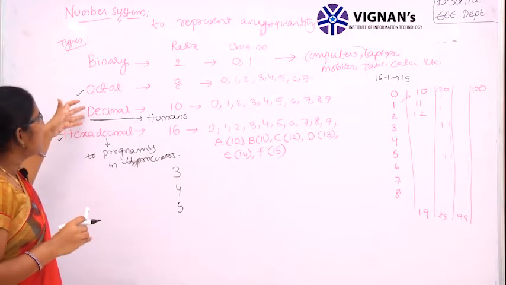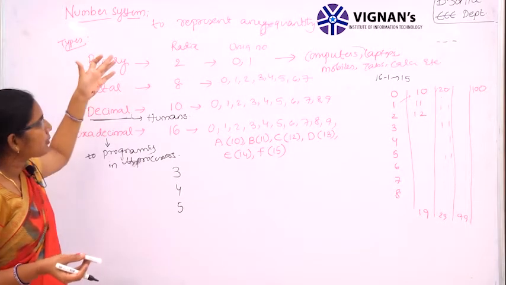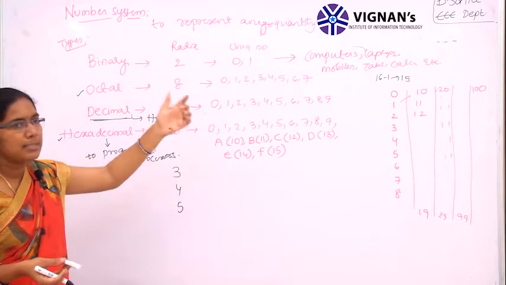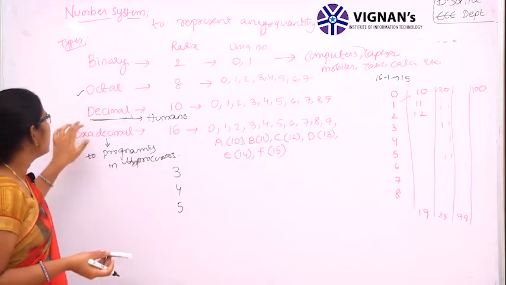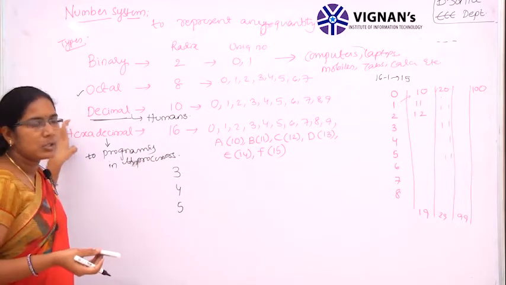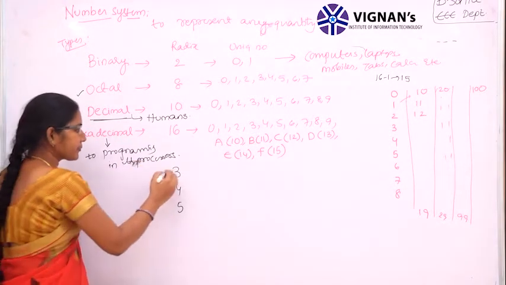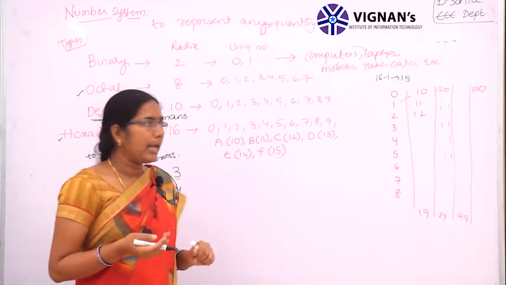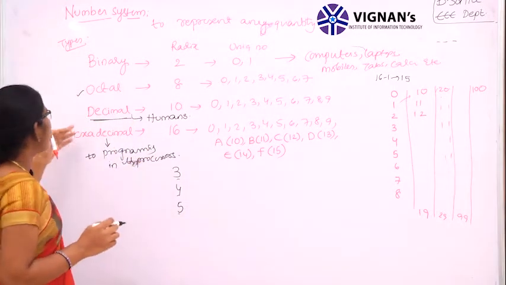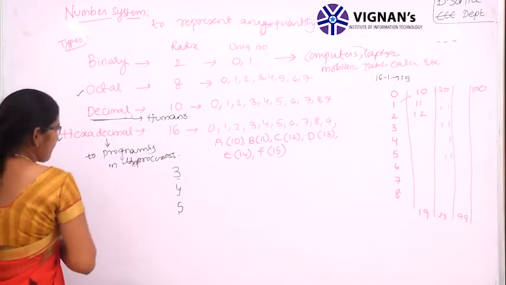These are the applications, right? The decimal number system is used by humans itself. The binary number system is utilized in computers, laptops, mobiles, tabs and calculators. And the hexadecimal number system is utilized to write programs in microprocessors. Okay. Next we'll count the numbers in hexadecimal, decimal, octal and binary number systems.